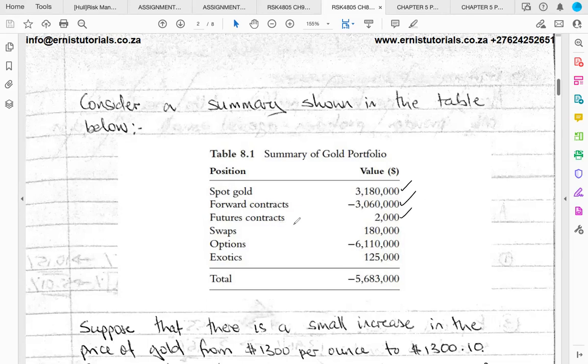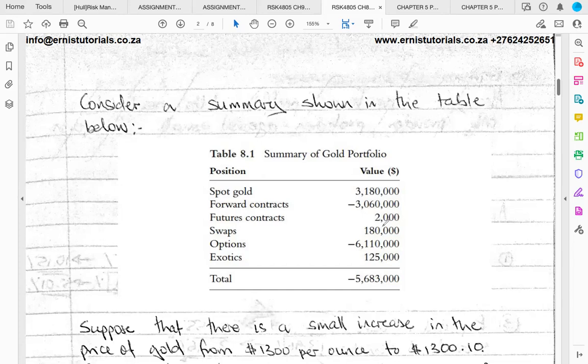Let's say in your portfolio, you also have futures contracts on gold. Futures contracts on gold are just like forward contracts, but they are formal. The agreement is made with an exchange, with a financial institution known as the exchange, and there's a clearinghouse involved. Whereas forward contracts are informal. They are between two parties and they are private arrangements, right? So you've entered into a forward contract to sell, hence the negative. You've entered into futures contracts worth 2,000 to buy, hence the positive, right?